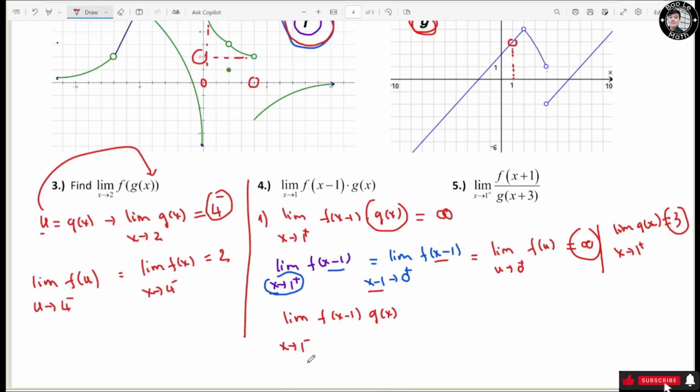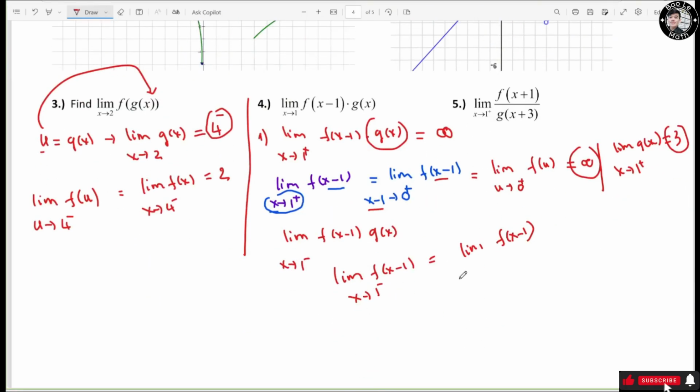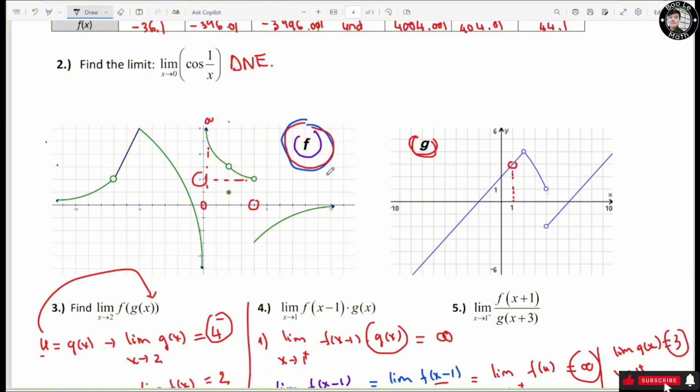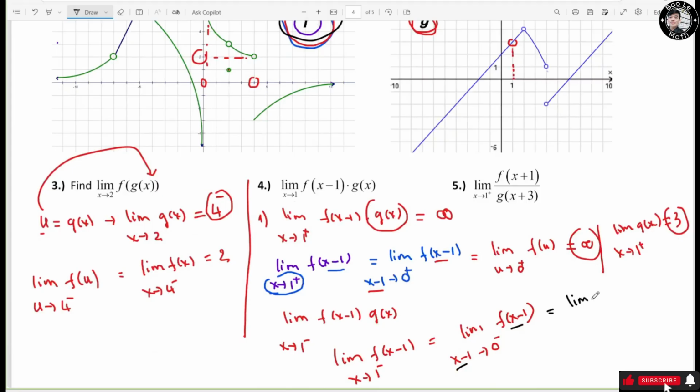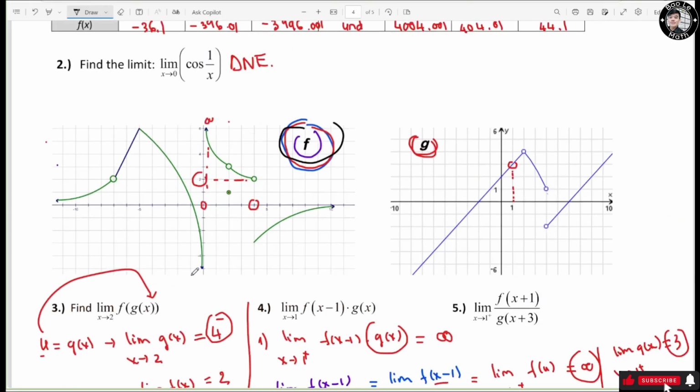So the answer is positive infinity, right? Similarly, I have equals limit of the function f of s minus 1. Now I just subtract 1 from both sides, right? So I have s minus 1 approaches 0 minus, right? Now this guy and this guy are the same thing, so I can use the function f right here to find the limit, right? So it's going to be limit of f of u when u approaches 0 minus, when u equals s minus 1, right? 0 minus, it could be negative infinity right here, right?